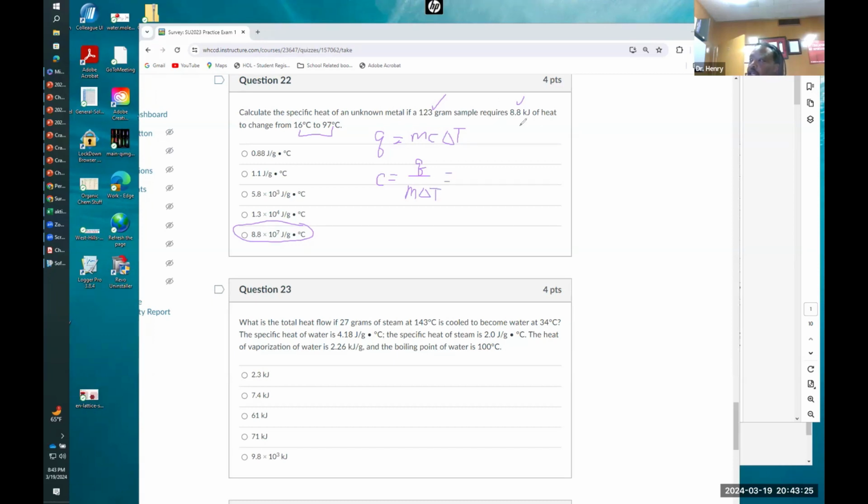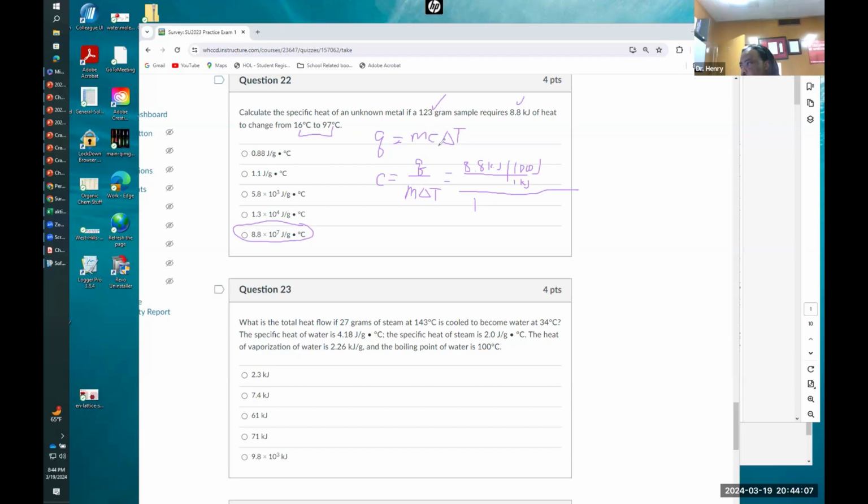Here they give us our Q. It's in kilojoules. I guess we could leave it in kilojoules. No, we need it in joules because our unit here is in joules. So the first thing we want to do is change our kilojoules to joules. We have 8.8 kilojoules, so we multiply that times 1,000, since 1 kilojoule is equal to 1,000 joules.